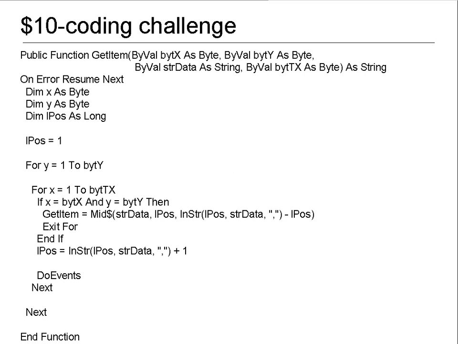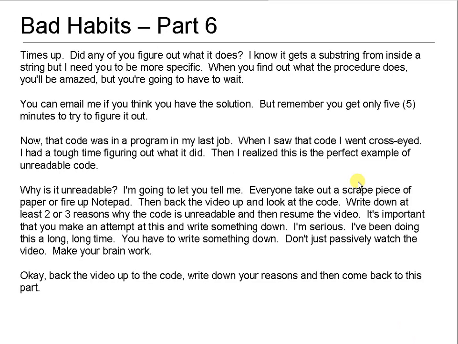Alright, time is up. Now, if we look at this code, there are only 8 executable lines: pause, for, if, get item, exit, pause, and do events. You don't really count the next, or the variable declarations. So now imagine many of you are completely and totally stumped and your head hurts. Well, so does mine after looking at that code. So to recap, did any of you figure out what it was? I know it gets a substring from inside a string, but I need you to be more specific.